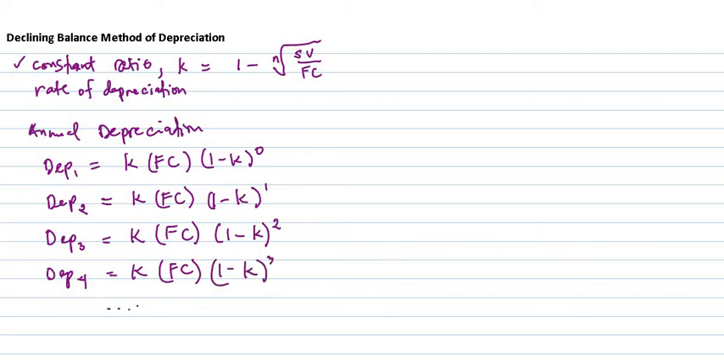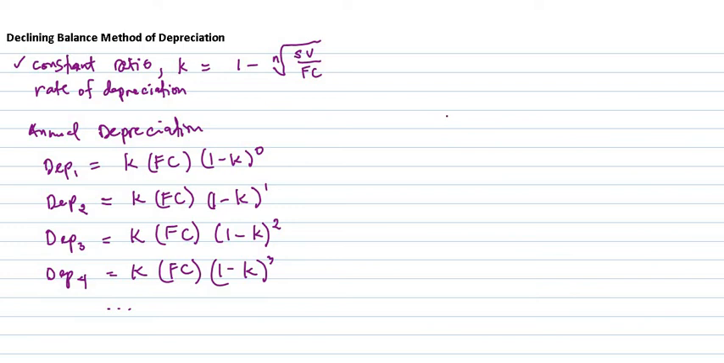And so on. In other words, if you want to find the 8th year depreciation, the formula is K times FC times 1 minus K raised to 7. So the exponent here is n minus 1, where n is the number of years. For the first year, n minus 1 is 0. For the second year depreciation, you have 2 minus 1, which is equivalent to 1. This is how we compute the annual depreciation.